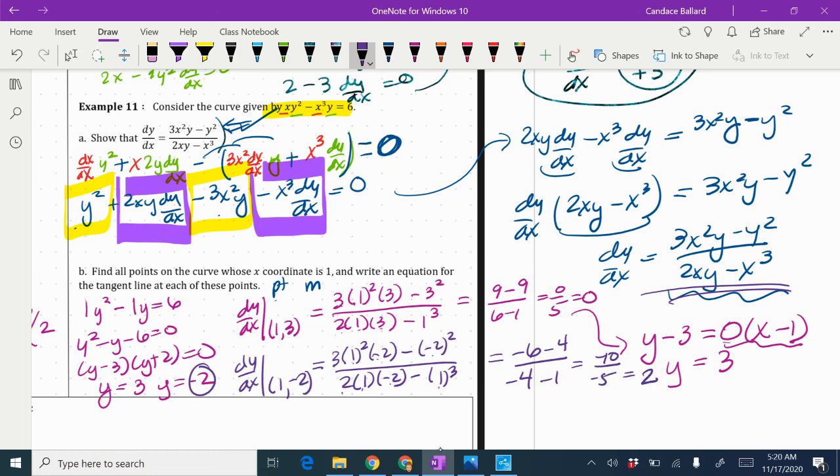I'm going to do that equation of a tangent line. So y minus my y value, which was negative 2, equals my slope of 2 times x minus 1. And I could rearrange that, but I'm going to just choose to leave it as is right now.